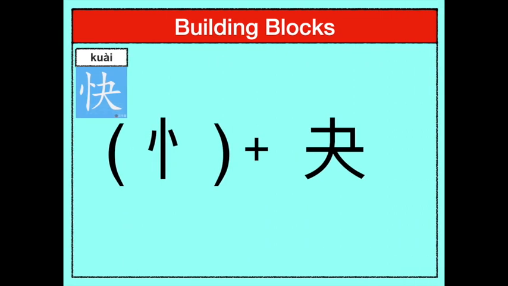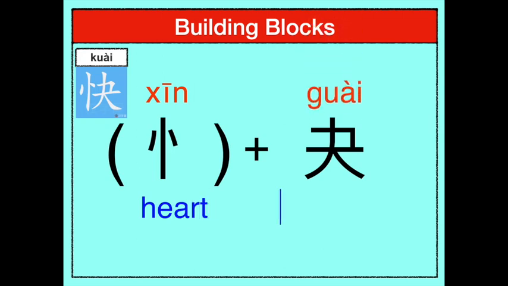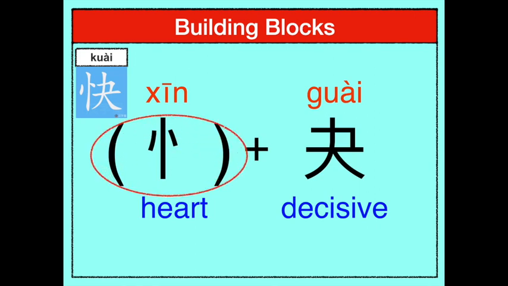There are two parts. The left part is 心, means heart. The right part is 夬, means decisive. Pay attention. The left part is only worked as the radical, means it's not a word itself. So every time you see parenthesis, that means it's a radical.